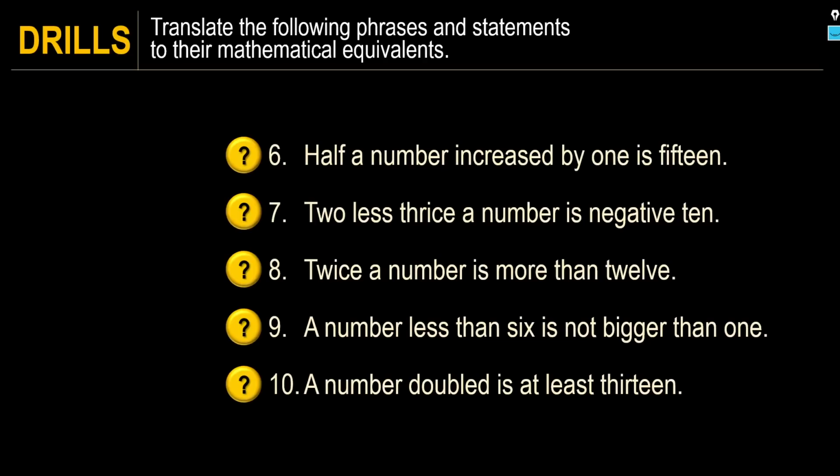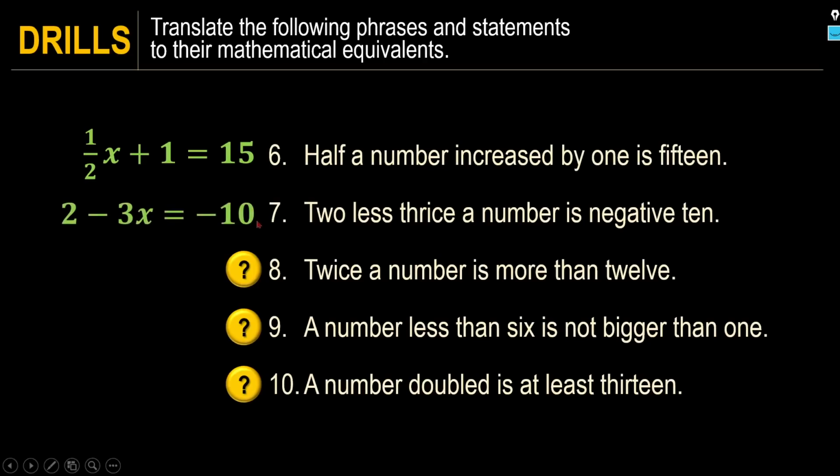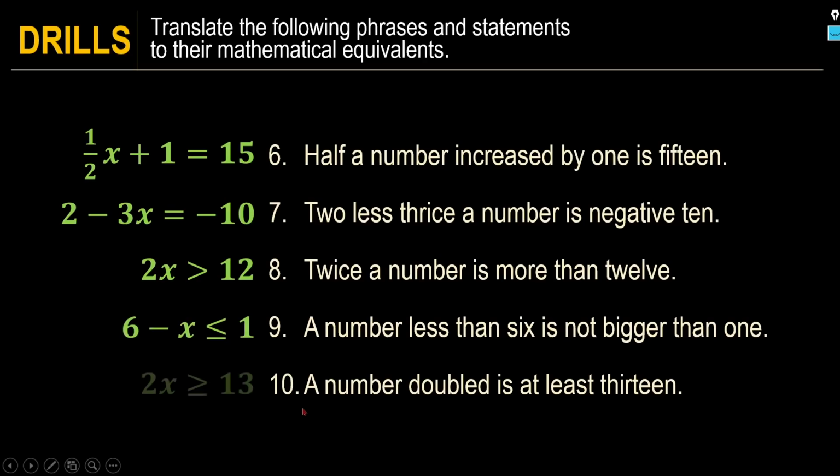Right. At this point, dapat meron na kayo answers. For number 6, dapat yan ay 1/2 x plus 1 equals 15. Number 7, dapat 2 minus 3x is equal to negative 10. Si number 8, 2x is greater than 12. Oh, kakatapos lang natin ng inequalities, ha? Then you have 6 minus x is less than or equal to 1 for number 9. And finally, 2x is greater than or equal to 13.